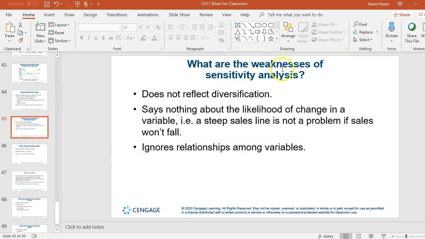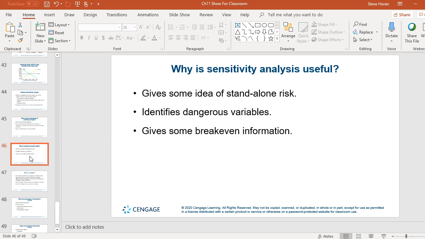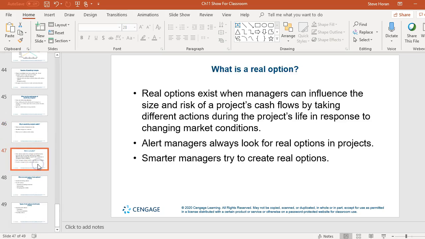Now, of course, it's not perfect. It's not taking into account diversification and so on. So it ignores relationships between variables also. So these analyses are not perfect, but they still should be done because they just give you some good information, especially when it comes to standalone risk and which variables, if they change, will affect us the most, right? If it's sales volume or price or cost or whatever that is. Plus, it helps us figure out what would be the break-even point for the particular product too.